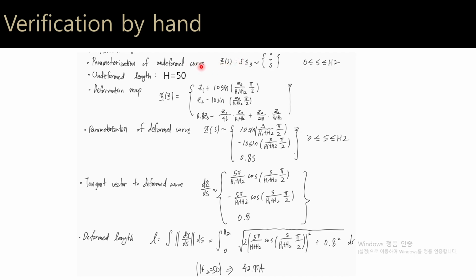The undeformed curve is parameterized as 0, 0, s, and its length is 50. So the deformation map goes like this, and the parameterization of the deformed curve is 10 sine of (s over h1 plus h2) times pi over 2, minus 10 sine of (s over h1 plus h2) times pi over 2, and 0.8 s.